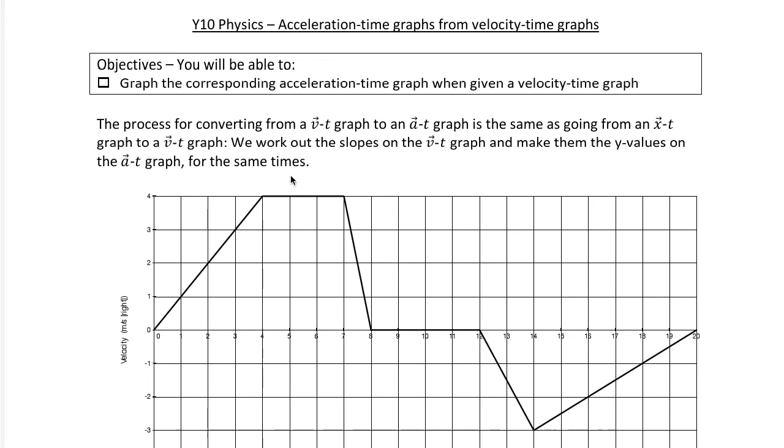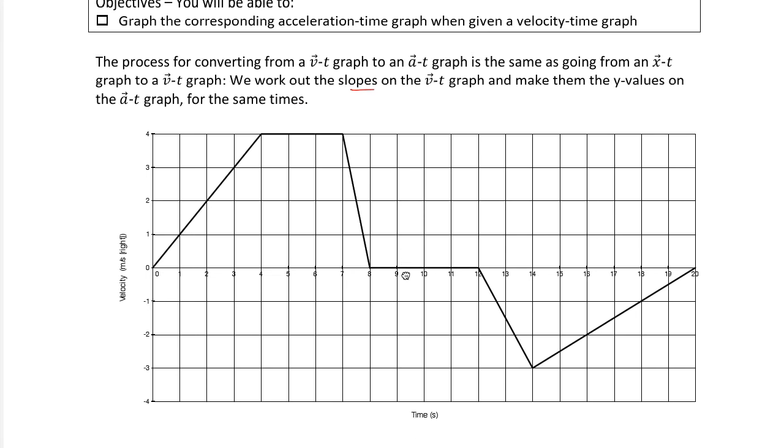In this lesson on acceleration time graphs, you're going to be able to graph the corresponding acceleration time graph when given a velocity time graph. The process for converting from a velocity time graph to its corresponding acceleration time graph is the same as going from a position time graph to a velocity time graph. That is, we work out the slopes on the velocity time graph and then we make them the y values on the acceleration time graph for the same time.